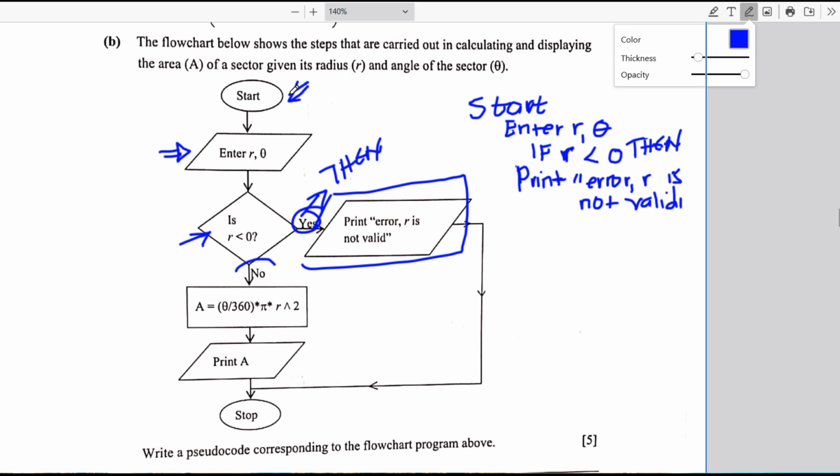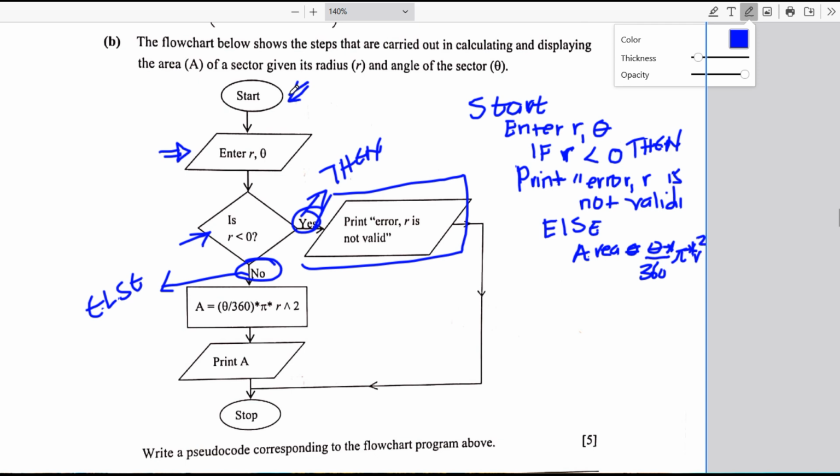Then we need to look at no. So how do you change no? No changes to else. So we say else. What comes after else? We have area, theta over 360 times pi times r squared.